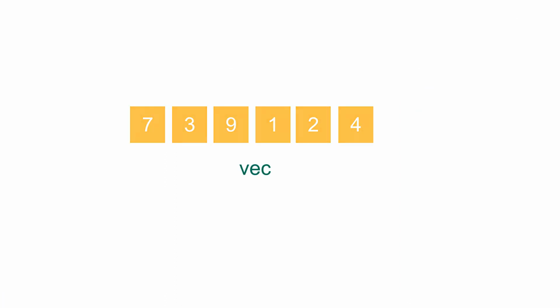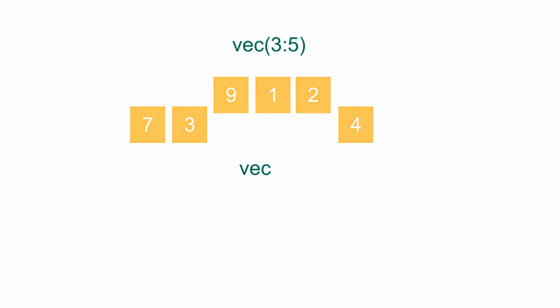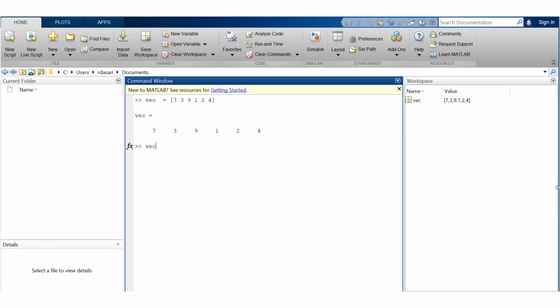Now, if we want to access the third, fourth, and fifth elements in a single shot, that is the syntax. Vec of 3 colon 5 is telling MATLAB that, starting from the index 3 till the index 5, give me all the elements. Which is 9, 1, and 2.